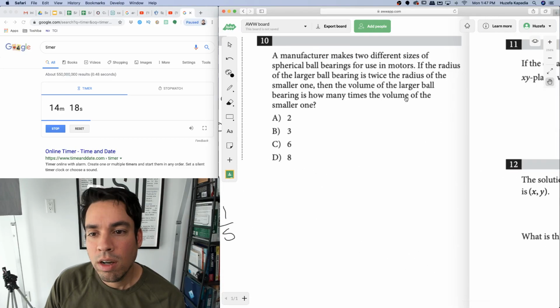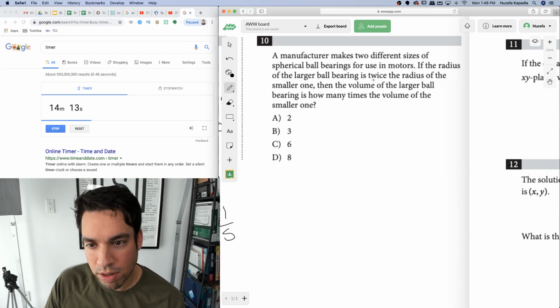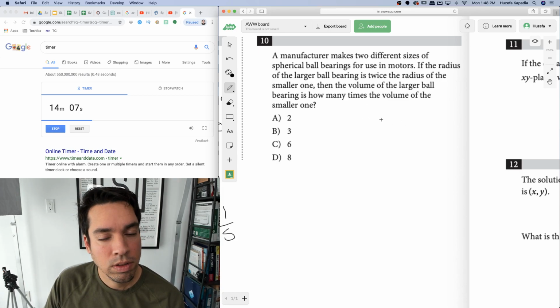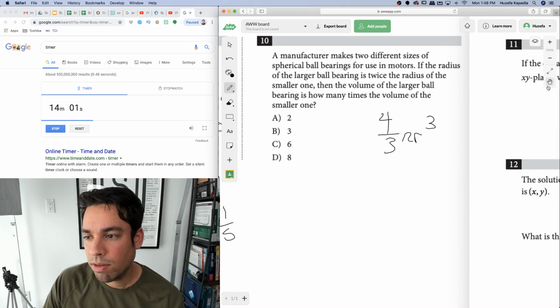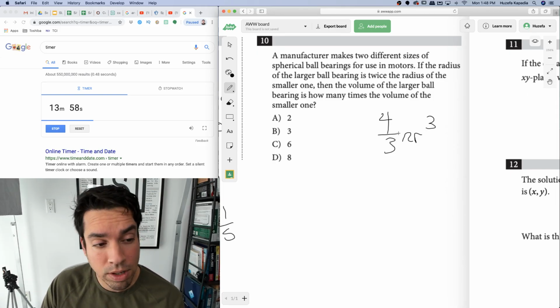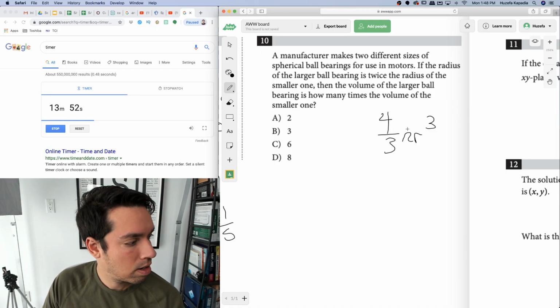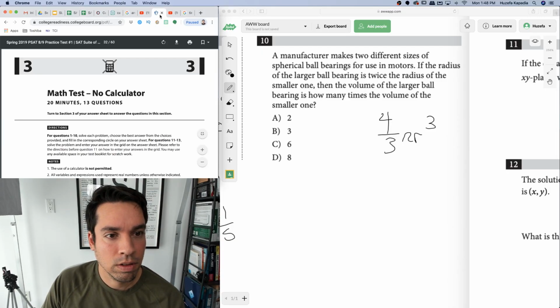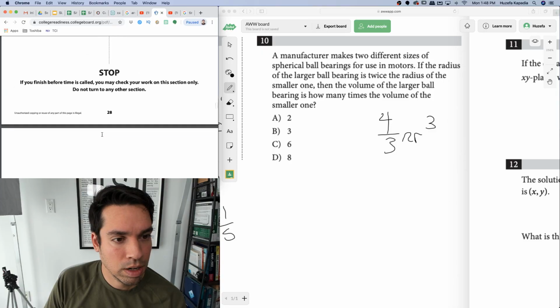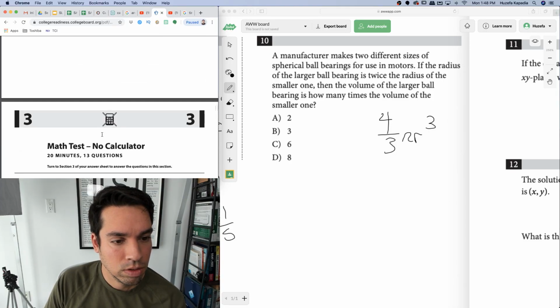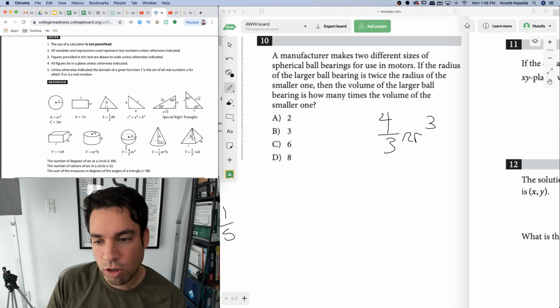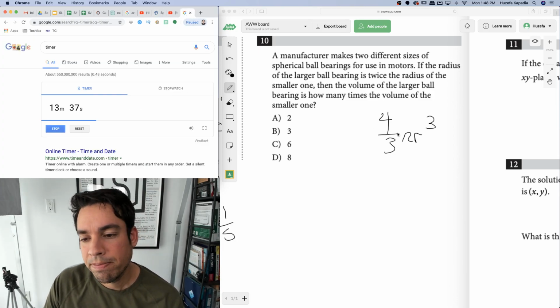Okay, number 10. A manufacturer makes 2 different sizes of spherical ball bearings for use in motors. If the radius of the larger ball bearing is twice... okay. First of all, volume is 4/3 pi r cubed. But they have the formula. I think they have this formula on the front of the test. If you forget it, I think it's 4/3 pi r cubed. Let's double check. Here it is. Yeah, 4/3 pi r cubed. So you can, of course, look back and double check if you need to.